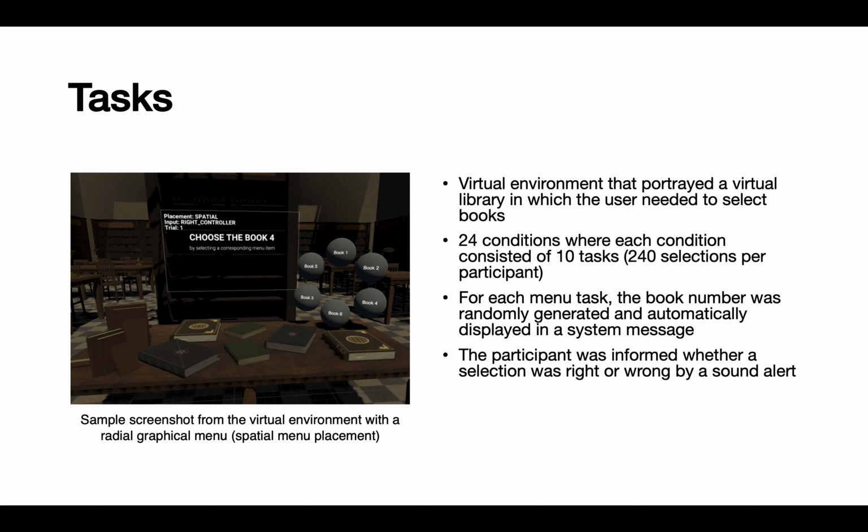For each menu condition, the system message was placed near the center of the virtual table with books. Also, the system message included information about the current trial, menu placement, and selection technique. The participant was informed whether a selection was right or wrong by a sound alert. If the selection was right, the participant could proceed to the next task. This process continued until all the menu combinations were completed.